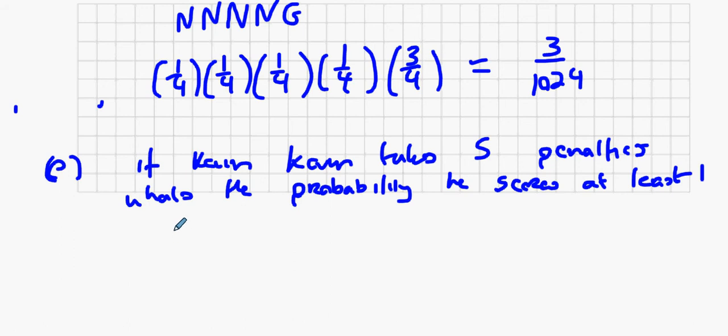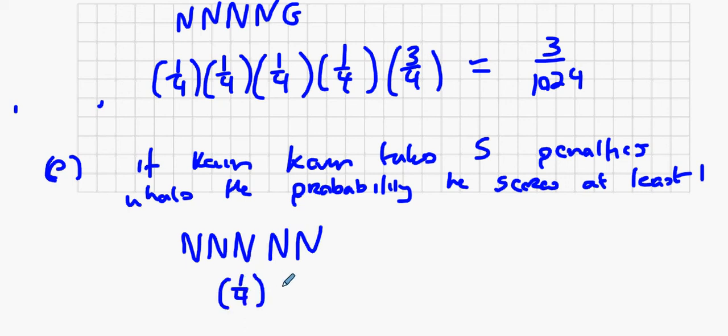Over 5 penalties, what you're looking for is n, n, n, n, n. He doesn't score at all. What would the answer for that be? 1/4 to the power of? How many of them are there? A quarter multiplied by itself, which is 1 over 1024.